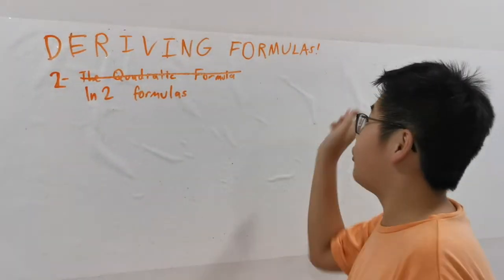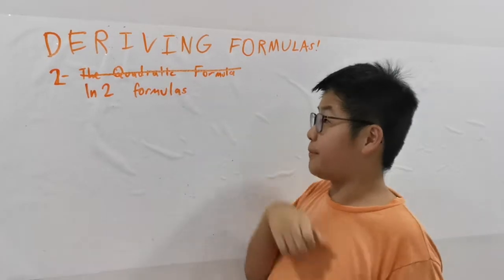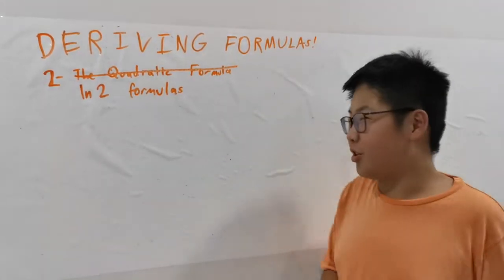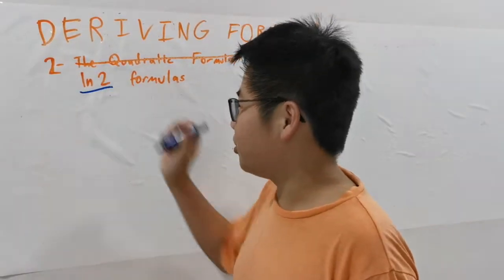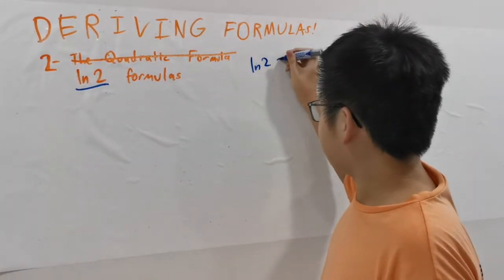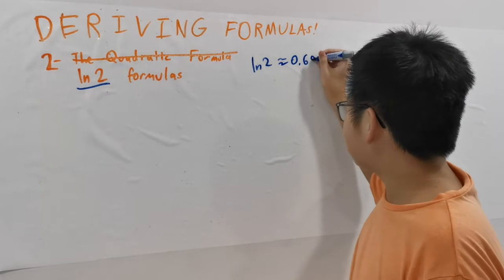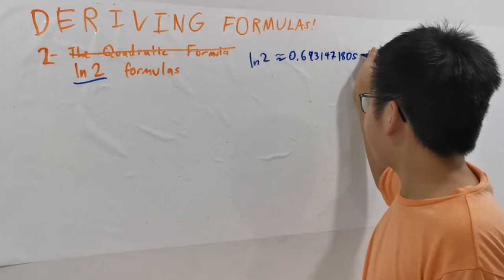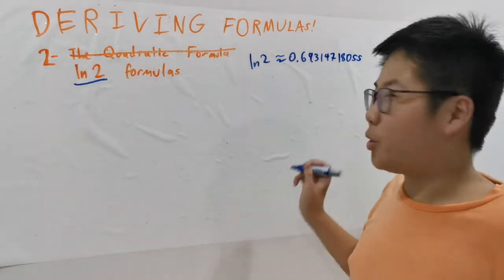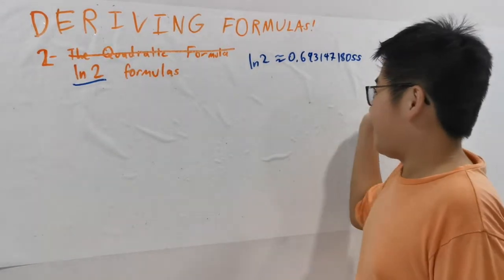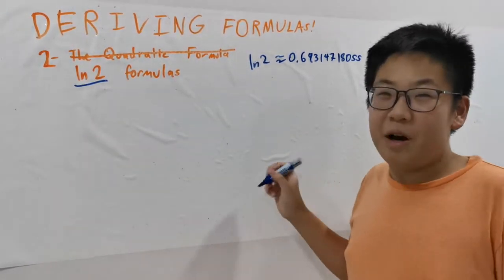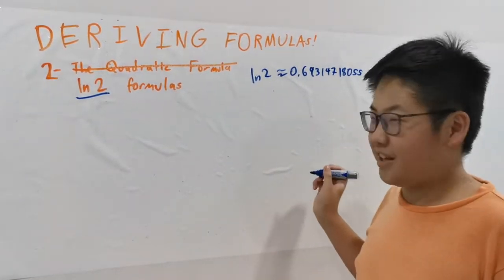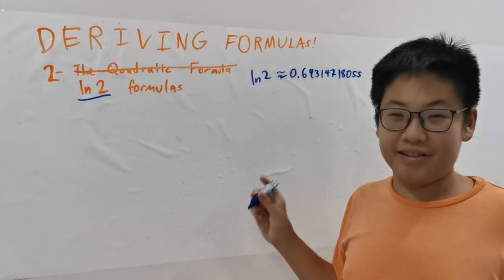Episode of Deriving Formulas. As you can see, I already did the first episode about the quadratic formula. Today we're going to look at a mathematical constant called ln 2. ln 2 is approximately 0.6931471855. And as you want to know why I have done so many digits of this constant, well, it's because of my fascination with this constant since I discovered the alternating harmonic series.